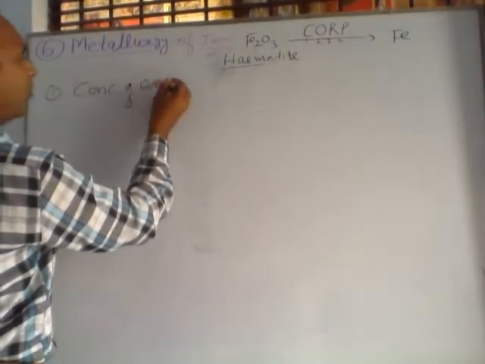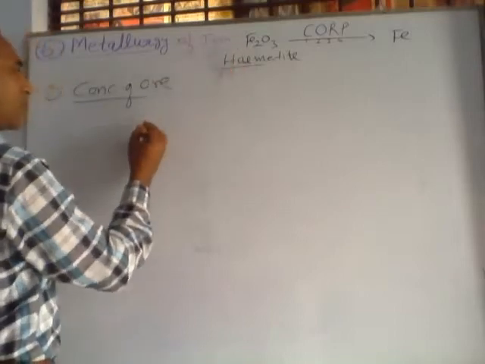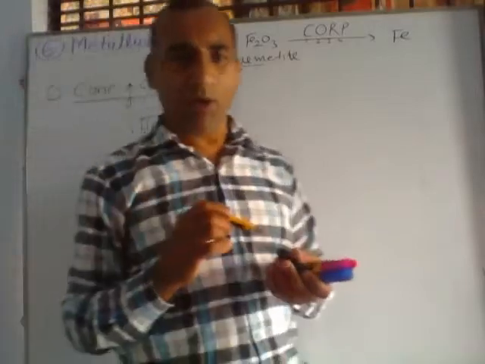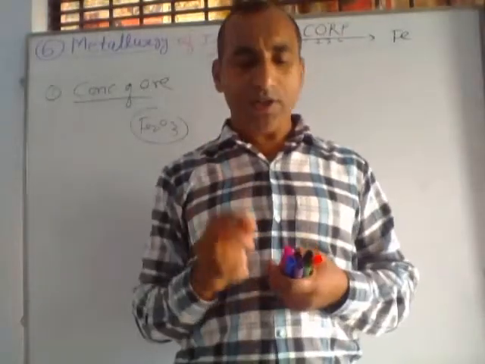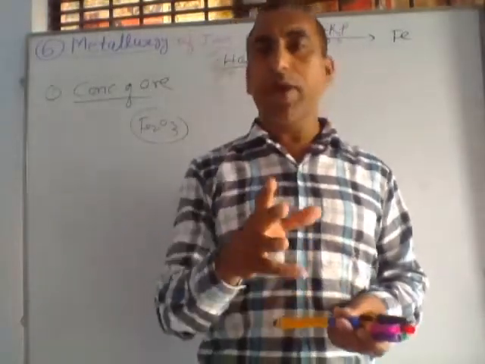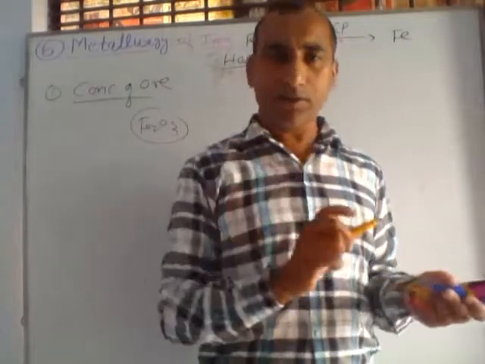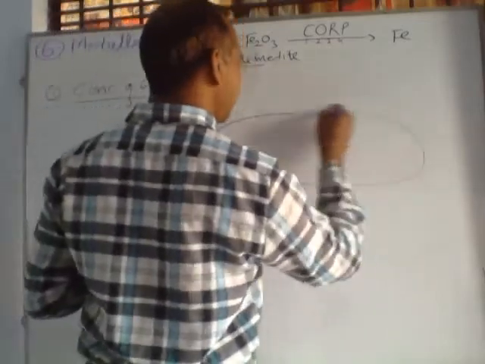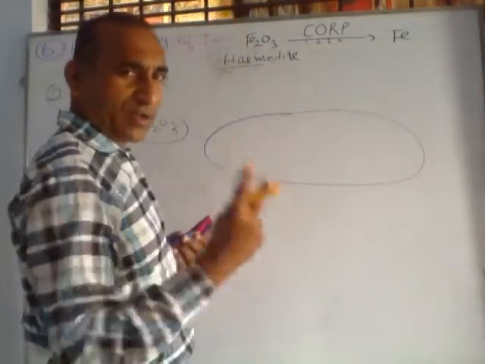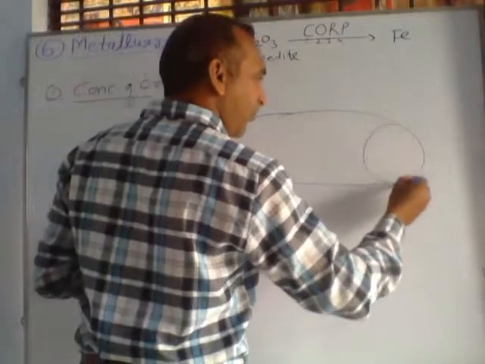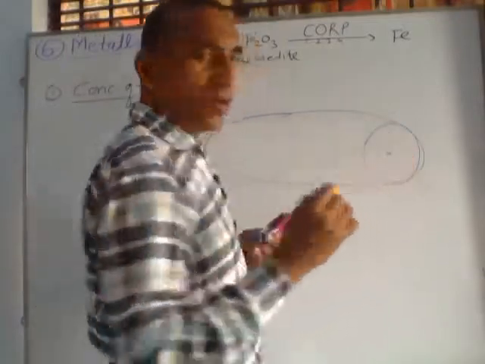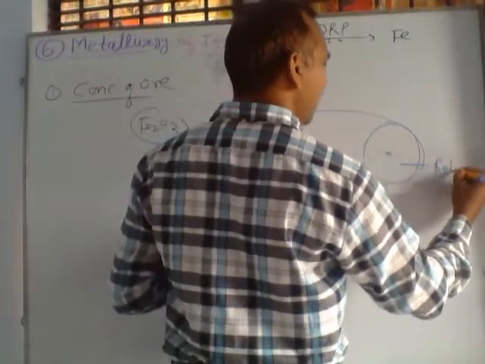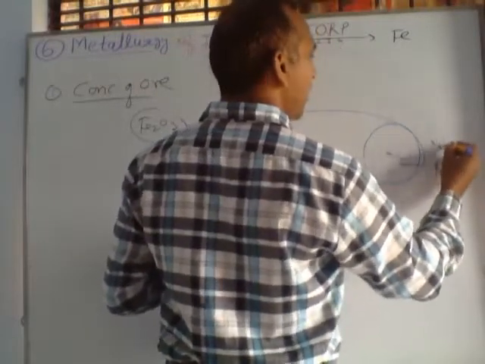Concentration of ore. We know Fe2O3 hematite has magnetic properties. So, for its concentration, we use the magnetic separation method. In this method, there is a leather belt, and it has two ends. On the first end, there is a non-magnetic roller.